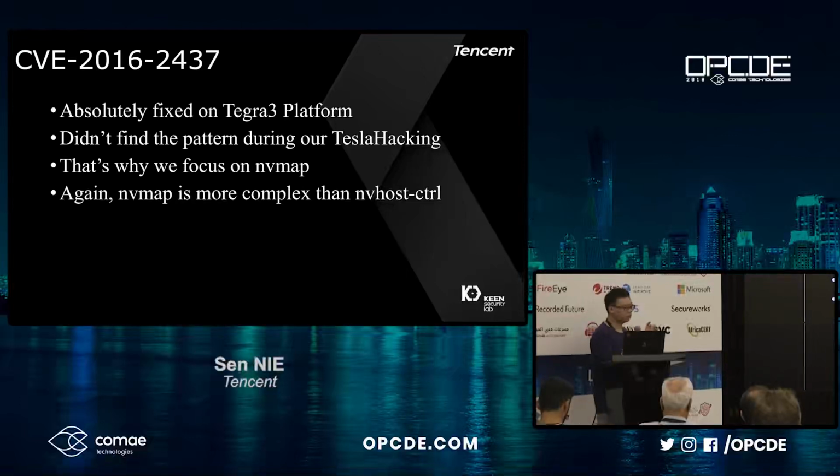Interestingly, this bug can be directly exploited on the Tesla infotainment system, but it is absolutely fixed on the Tegra 3 platform. I think it's very bad news, because someone found this vulnerability and reported it to Tesla. I think maybe they fixed all these kinds of bugs.